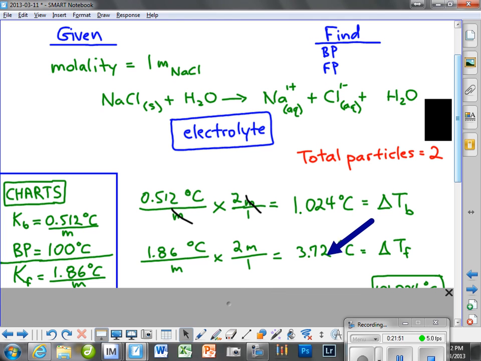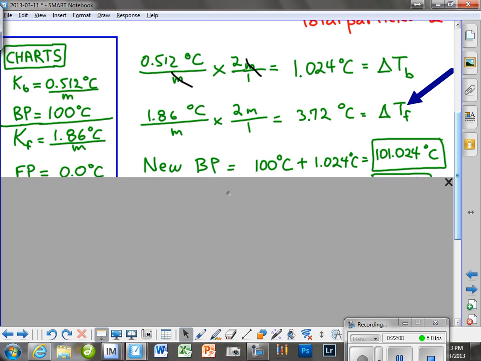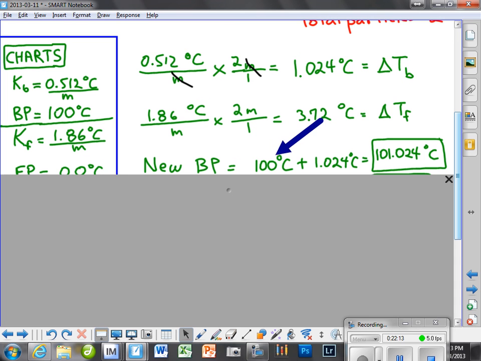And now we can see that this number is twice what the last one was, and that's the change in our freezing point. So our freezing point has gone down, and the boiling point has gone up. And that's where this calculation comes in. The new boiling point is the boiling point of pure water plus what we calculated to be the change in boiling point, which is now giving us 101.024, and that is in degrees centigrade. That's our new boiling point.